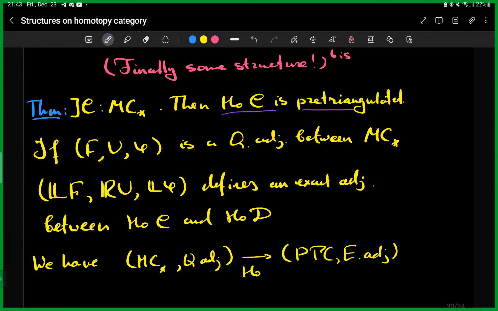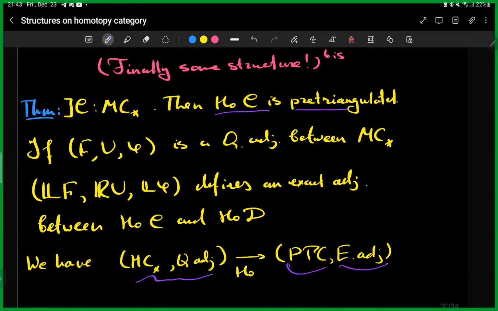So it means that left adjoints preserve cofiber sequences, right adjoints preserve fiber sequences. Right exact functors, left exact functors. That also means that we have a homotopy pseudo-2-functor from the category of pointed model categories, with morphisms given by Quillen adjunctions, to pre-triangulated categories and exact adjunctions.